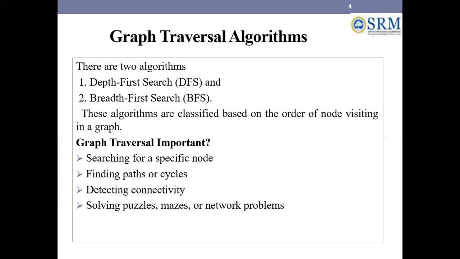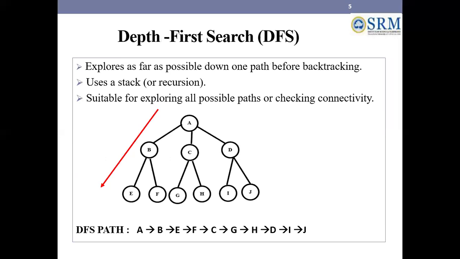So finding all possible paths, and it can be used for routing in network problems. It's mainly used for routing. The network is represented in the form of a graph. We can find the path from one computer to another computer. We can find the shortest path. We can find the loop. So graph traversal plays an important role in computer networks.